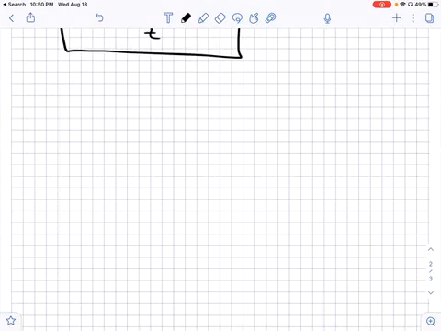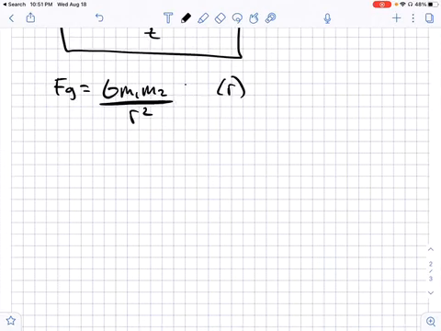Here's another one. Let's say we have fg is equal to capital G, m1, m2, all over r squared. For this one, let's say we're solving for r. We're going to have to be careful, it's on the bottom, but it's also squared. We're going to have to be really careful because we have that extra squared. Let's get rid of the fraction. Multiply both sides by that r squared. So that cancels.